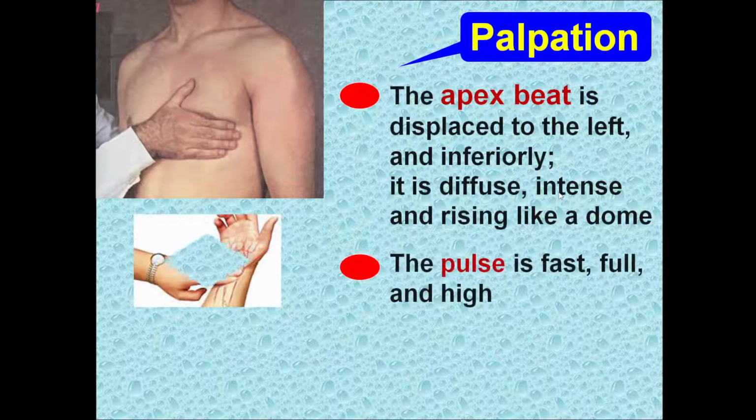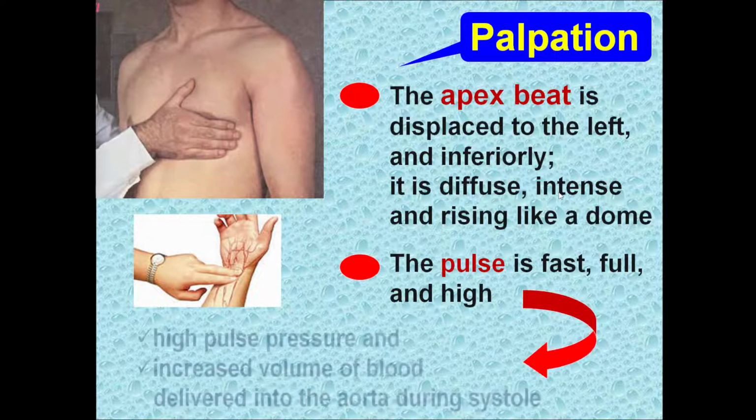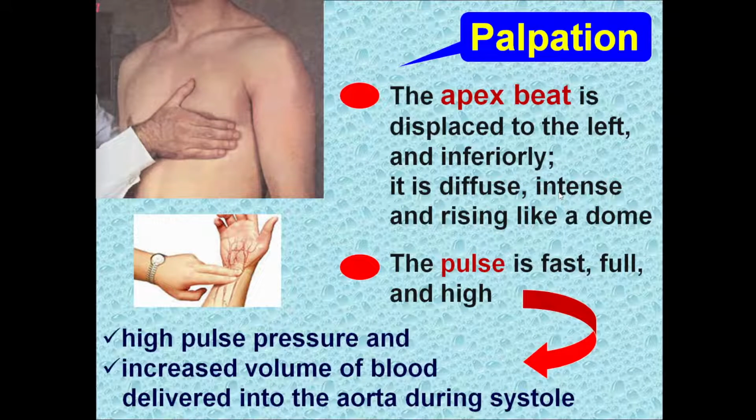Some problem will be with the peripheral pulse. It becomes fast, full, and high. It is full during the systolic period, but very quickly disappears during the diastolic period. We are talking about a fast and high pulse, which is connected with the deviation between systolic and diastolic pressure. We remember high systolic, low diastolic, and as a result high pulse pressure, and increased volume of blood during systole and decreased during diastole.